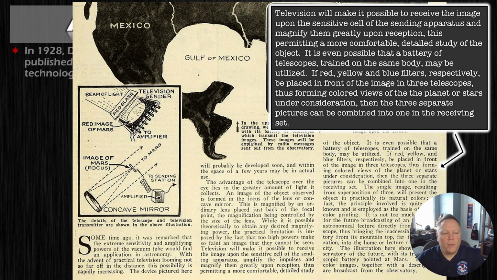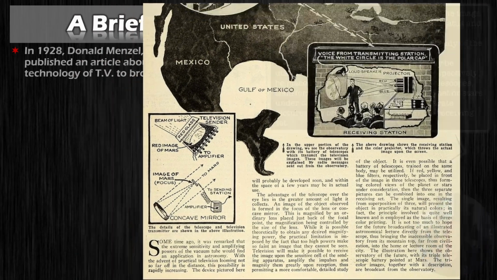It is even possible that a battery of telescopes trained on the same body may be utilized if red, yellow, and blue filters, respectively, be placed in front of the image in 3 telescopes. It would form colored views of the planets or stars under consideration. Then these separate images could be combined into one receiving set. So incredible how they were already thinking about some of these astrophotography techniques that we use today.